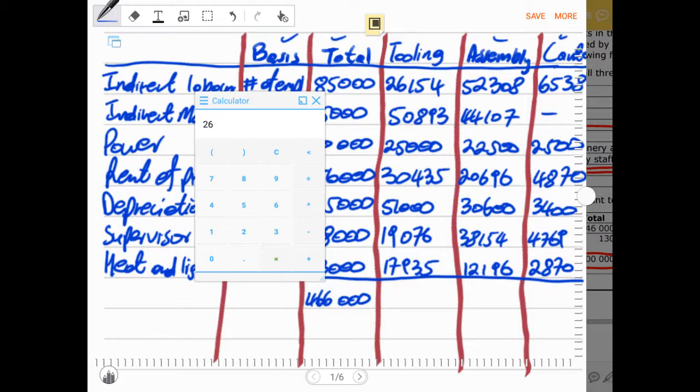26,154 plus 5,893 plus 3,435 plus 51,000 plus 19,076 plus 17,935. That is 19,000. What is short here?